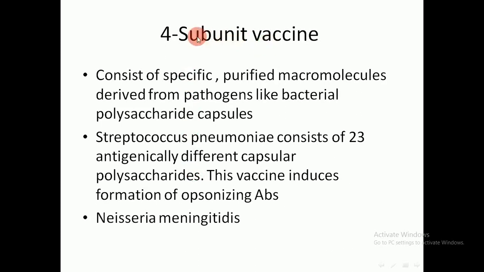Another type of vaccine, the subunit vaccine, consists of specific purified molecules derived from the pathogen, like the bacterial polysaccharide capsule. For example, Streptococcus pneumoniae consists of 23 antigenically different capsular polysaccharides, and this vaccine induces formation of opsonizing antibody. Another example is Neisseria meningitidis.